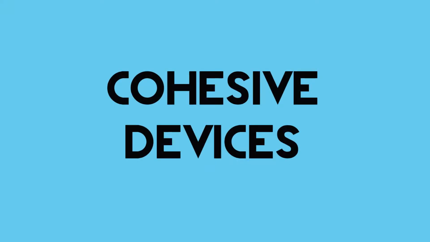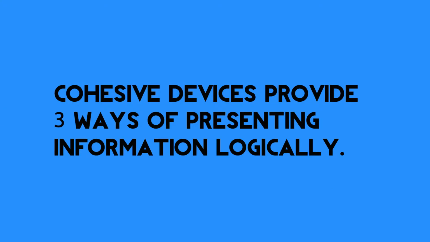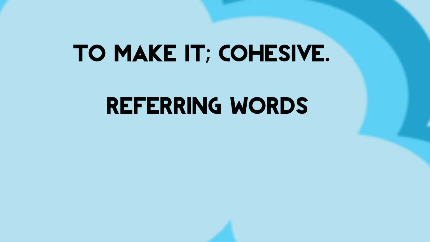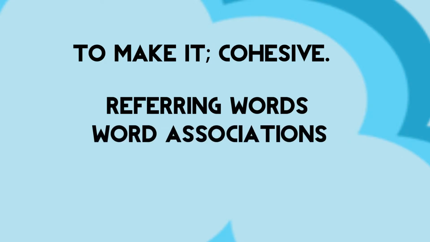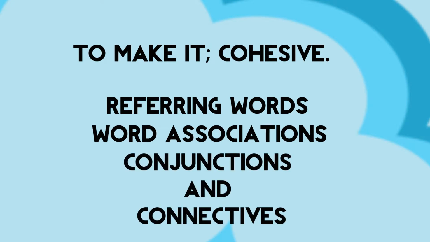Cohesive devices. Cohesive devices are what links words and text together, so that a sentence or a story makes sense. Cohesive devices provide three ways of presenting information logically to make it cohesive. The first one is referring words. The second one is word associations. And the third one is conjunctions and connectives.